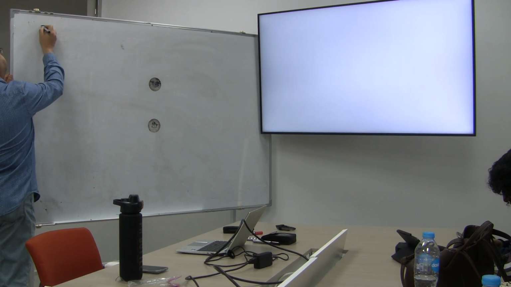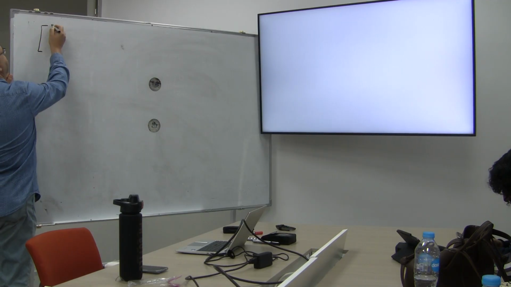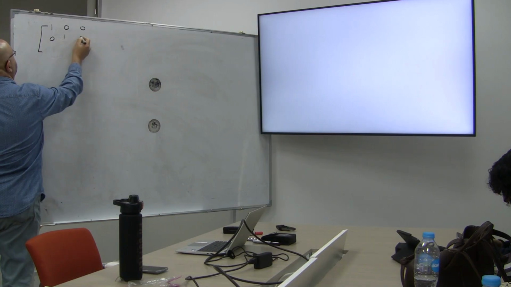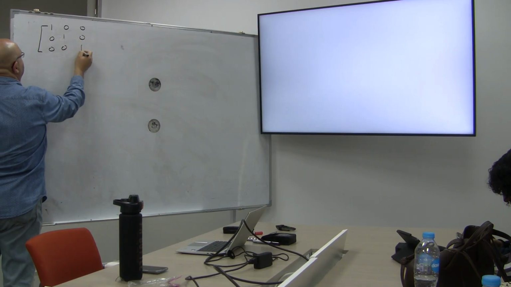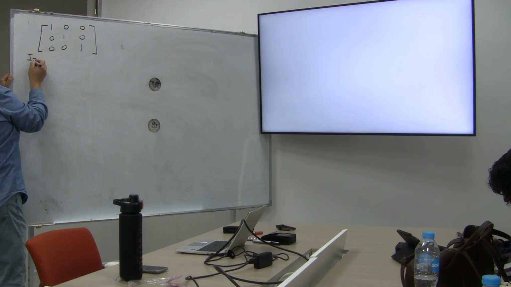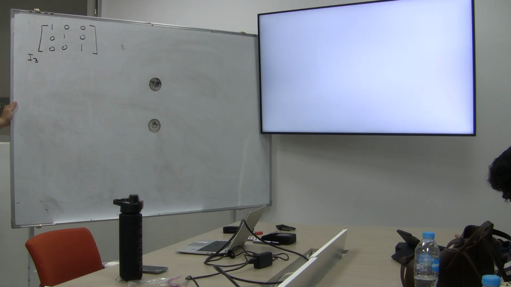Let me go through this matrix, which is 1, 0, 0, 0, 1, 0, 0, 0, and 1. This is what's called a unit matrix. Let's say I will make the examples on a 3 by 3. This is a unit matrix which is 3 by 3. The advantage of the unit matrix is if you multiply it by any matrix, it will remain the same.